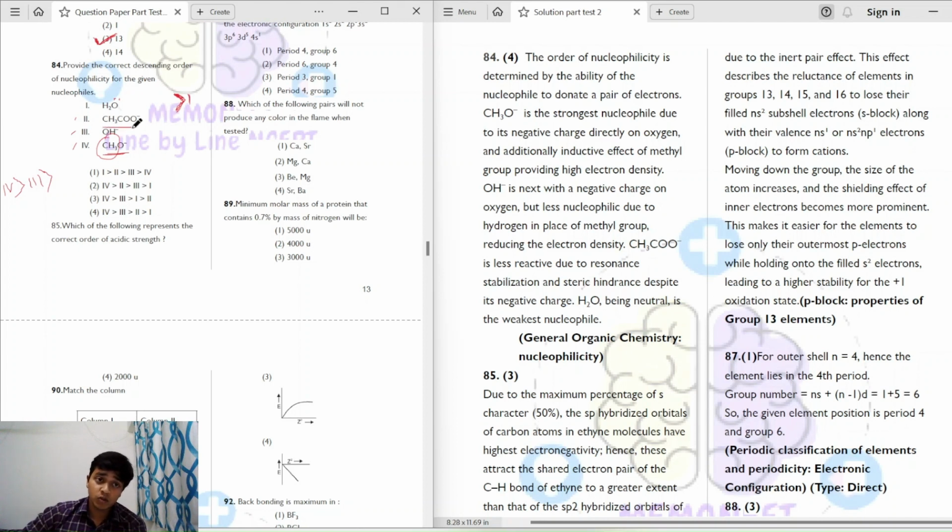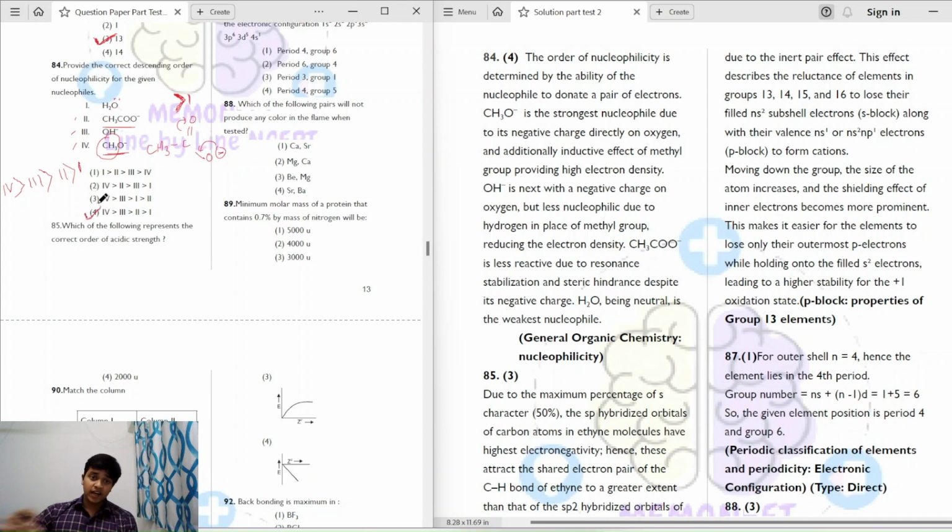Next, we have CH3COO minus. In this, the negative charge is also on oxygen, but it is less reactive. It is less nucleophilic because the negative sign is stabilized by resonance. This is what the acetate ion looks like. The negative sign is involved in resonance, so due to the resonance it is stabilized, and thus it makes the compound less reactive. So 2 will be less nucleophilic, and we discussed that water will be the least nucleophilic because it is neutral and not negative. So the correct answer will be option 4 in this case.